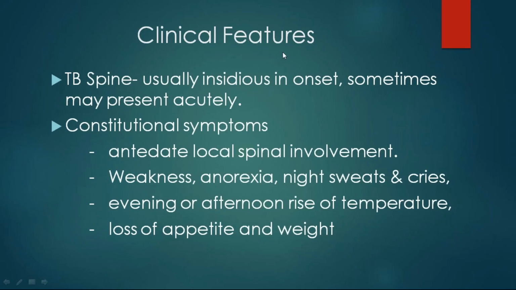So coming to the clinical features, TB spine is usually insidious in onset and it may present acutely. The constitutional symptoms already discussed: there will be spine involvement, weakness, anorexia, night sweats, and night cries. Why is the pain more during the night? It's because of lack of muscle spasm during the night. The muscle gets relaxed, due to which the pain occurs. There is also an evening or afternoon rise of temperature, loss of weight and loss of appetite.